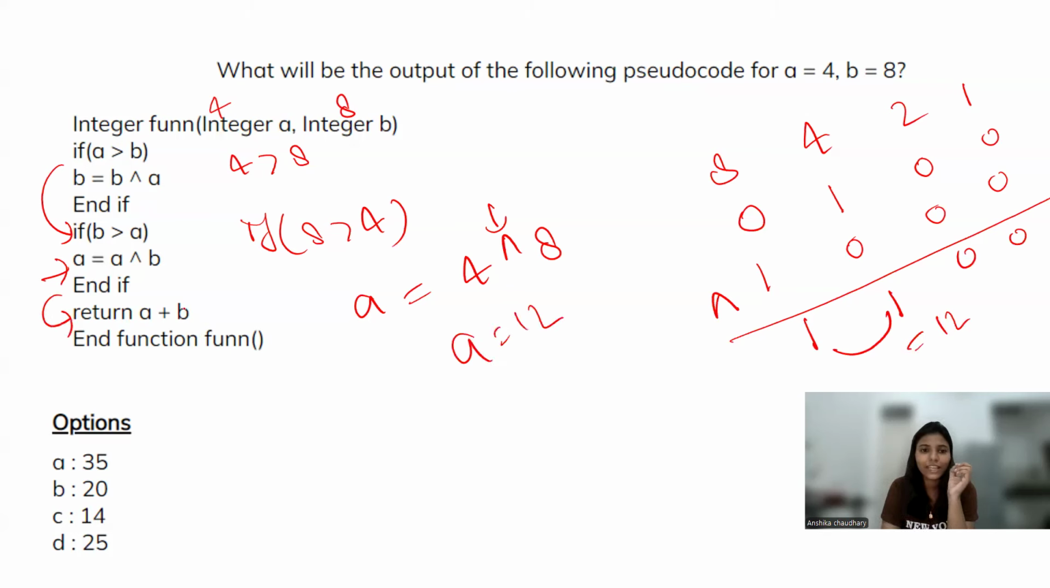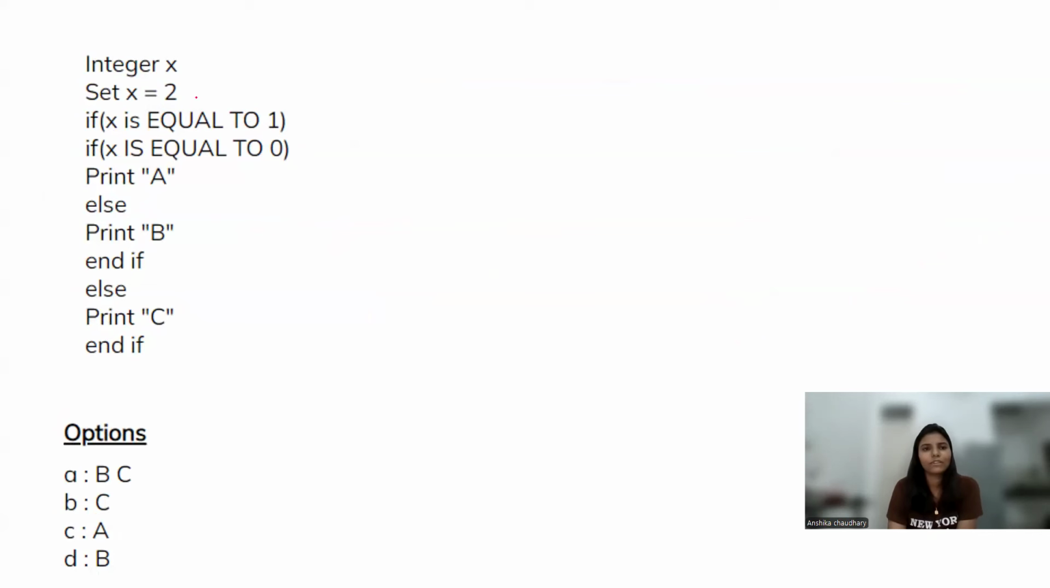From here, we will return A plus B, that means 12, plus B value was 8, so 20, and 20 will be the answer of this question. Right? So let's solve the next question as well. Then we will wrap up.